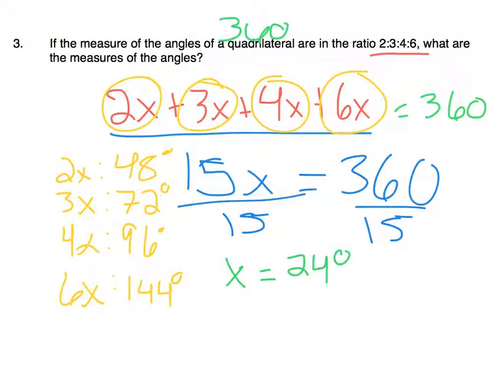So those 4 angles are my 4 angles in my quadrilateral. If I want to do a quick check here, I could just add all of these together. They are going to add up to give me 360 degrees, which is what I need.